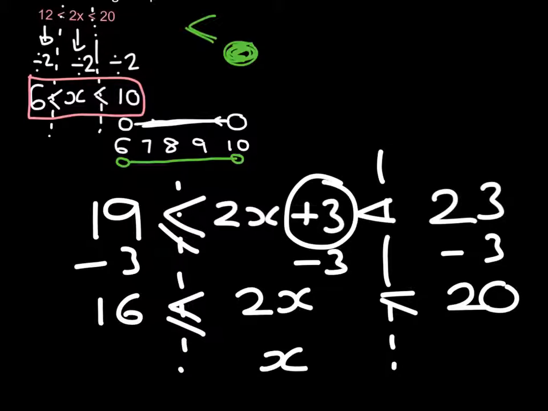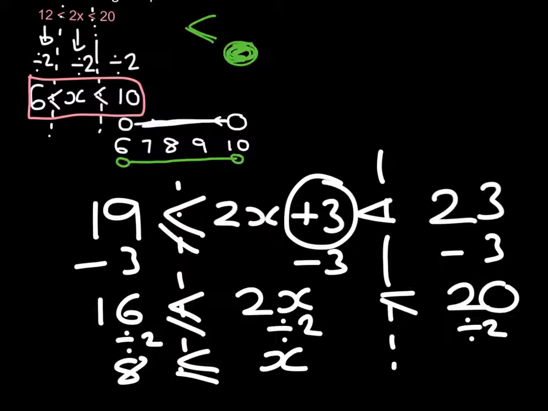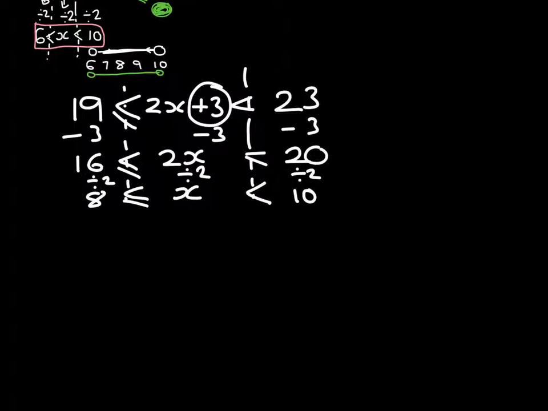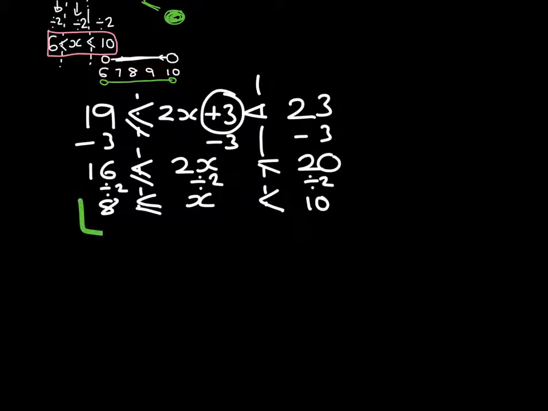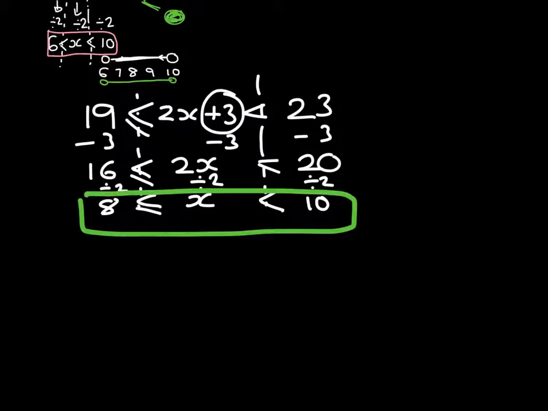We still haven't got x on its own. We need to divide by 2, do it to all three parts, divide by 2. X is greater or equal to 16 divided by 2, which is 8, but is less than 20 divided by 2, which is 10. So I'll move it up a little bit so we can see it. That's our answer there. X can be any of the values between 8 and 10, where the 8 can be included but the 10 is not.